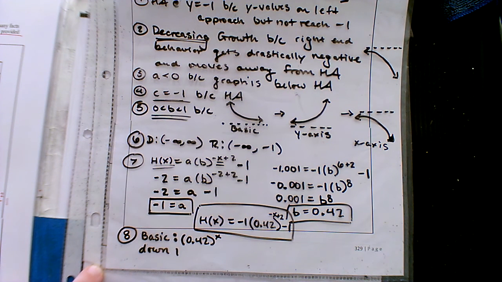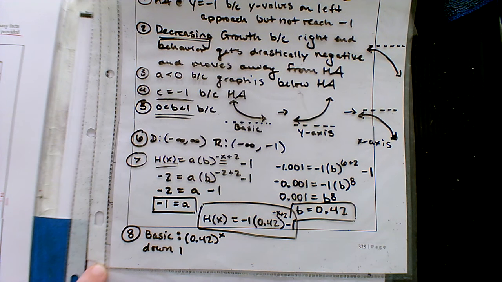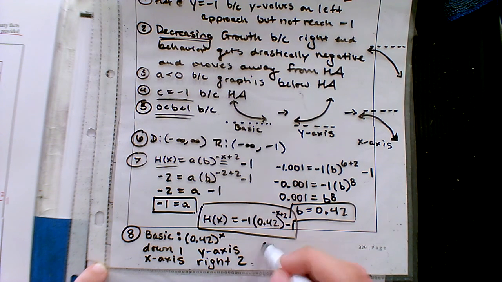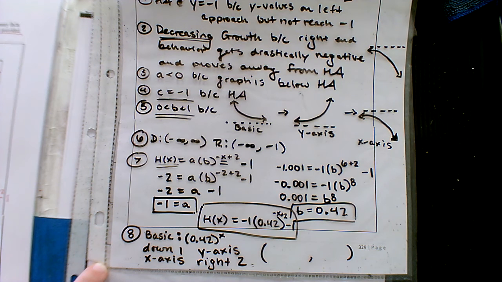Down 1. X-axis flip because of the negative out front. Y-axis flip for the negative in the power spot. Right 2 because of the +2 in the power, but it's also because of the negative in front of the x. All right, right 2. So based off those transformations, can we write the coordinate rule that was used to transform the points on this basic equation into the points that we have in the table?